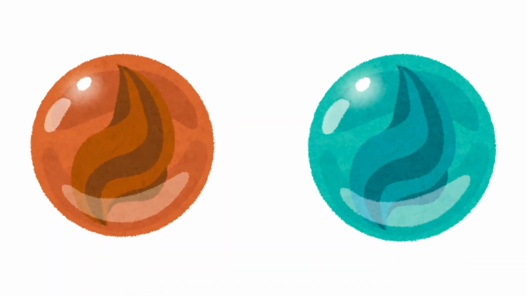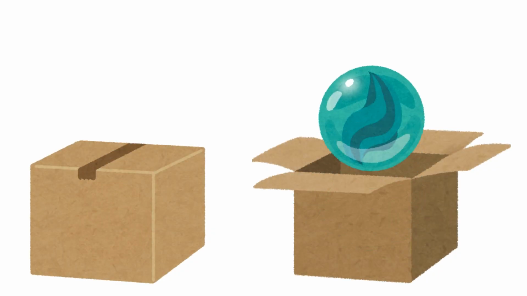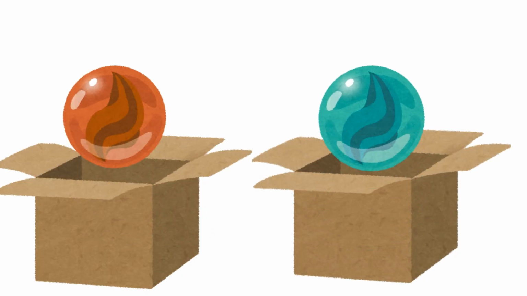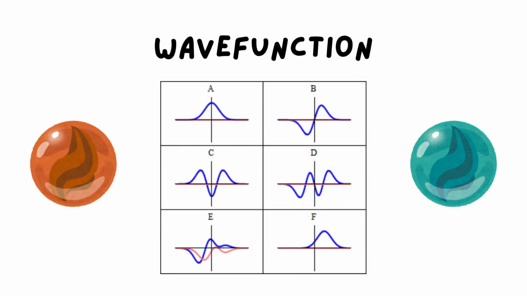Now let's say we link the two marbles so their colors are connected. When you open one box and see a blue marble, you instantly know the other must be red. This is because they share a single joint wave function, a mathematical description of both marbles.